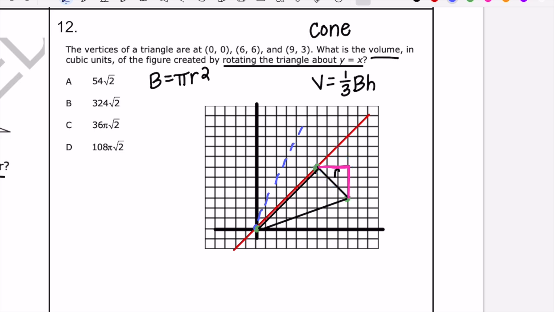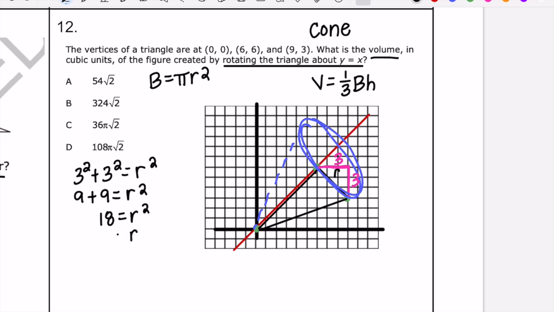But we've got to find the radius and the other pieces. So this is going to be 3 and 3. To find the radius, we have 3 squared plus 3 squared equals r squared. So that's 9 plus 9 is r squared. We now have 18, so we know that our radius is the square root of 18. So we got the radius.